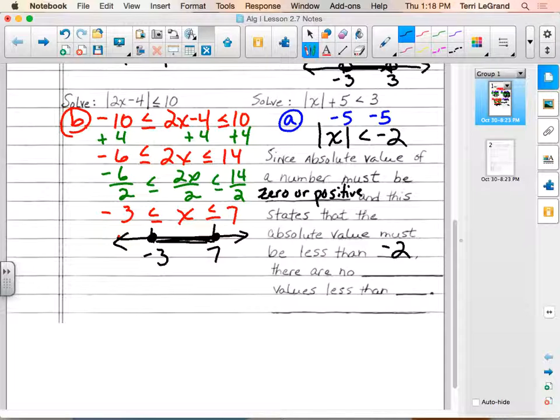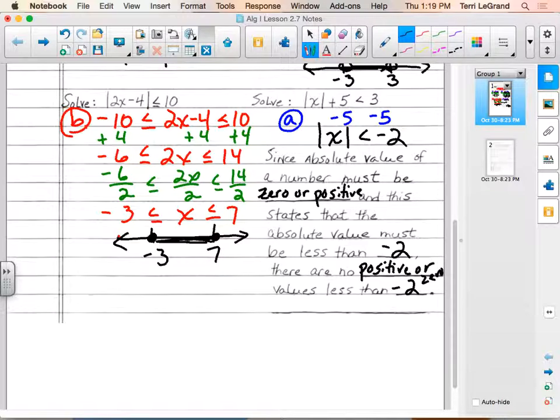I meant to say here, there are no, we'll just say numbers. Oh, no, because it says values there, I can't have that, that doesn't even make sense. Okay, there are no positive or 0 values less than -2. I just didn't leave us a whole lot of room.